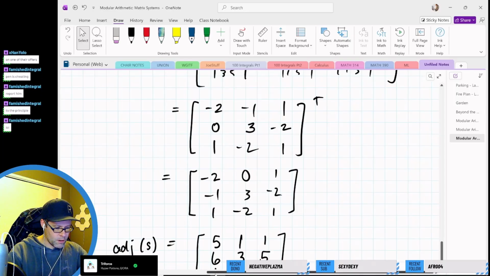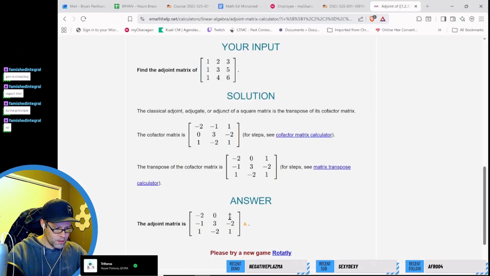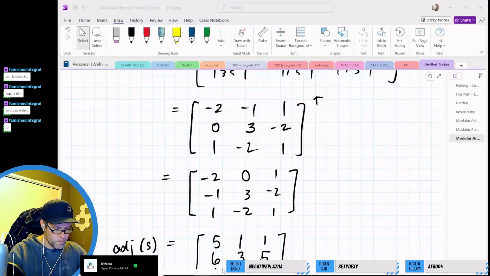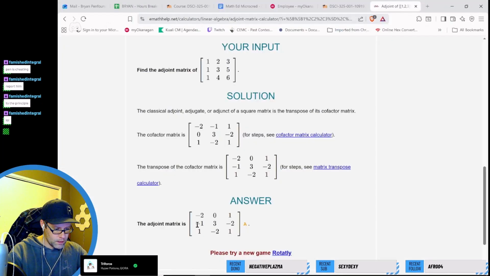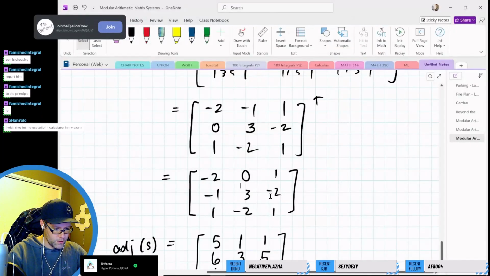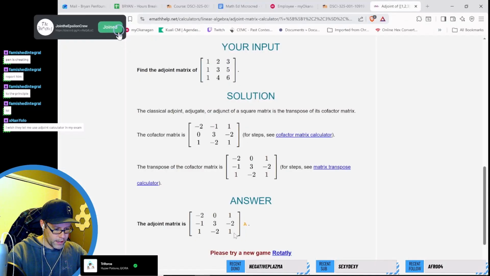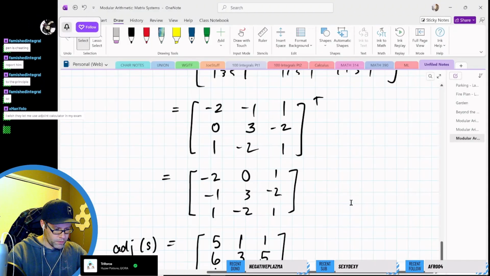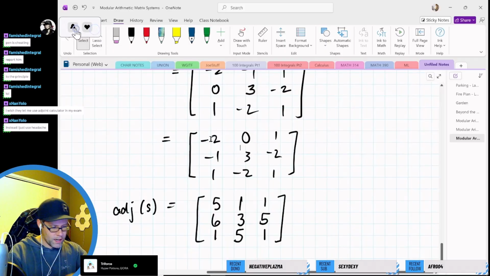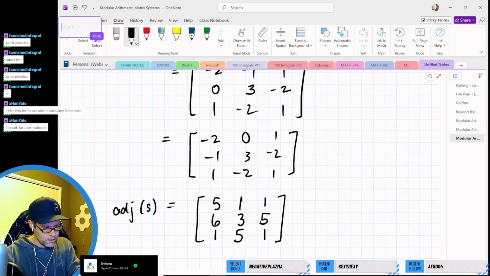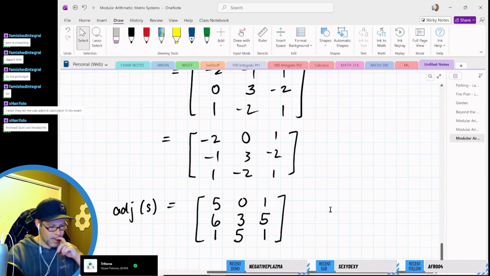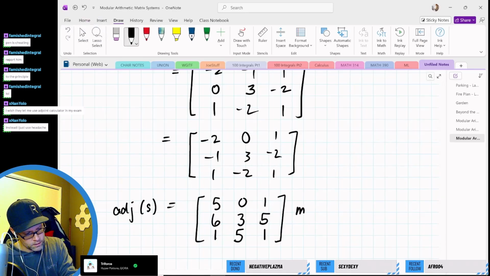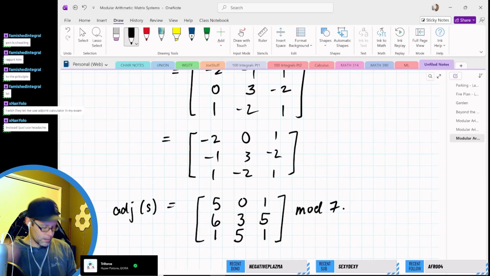So let's make sure that we're happy with this. Negative 2, 0, 1. Yeah. Negative 1, 3, negative 2. Yeah. 1, negative 2, 1. Beautiful. Okay, so I'm happy with that. That means that this becomes a 0, but everything else should be the same. So this is what we should have mod 7. Okay. Happy with that.